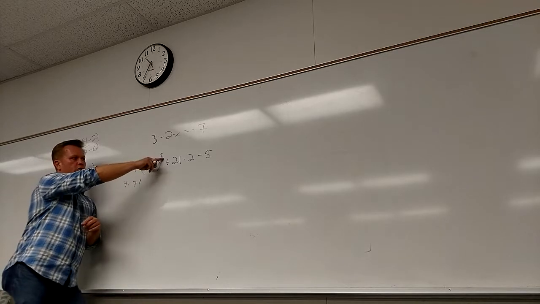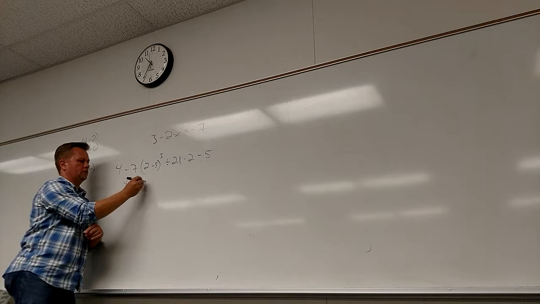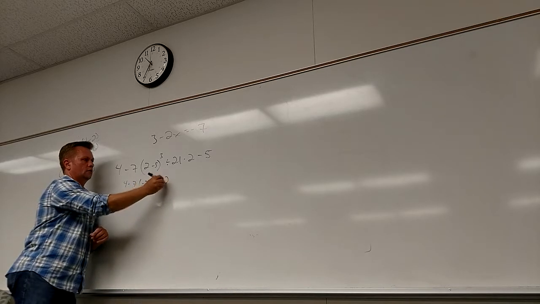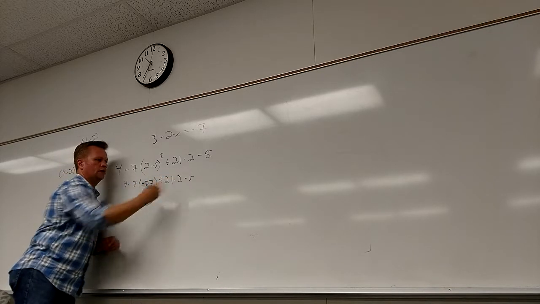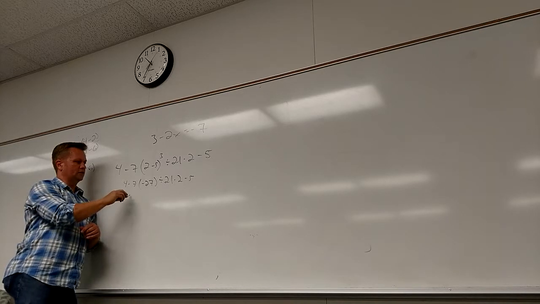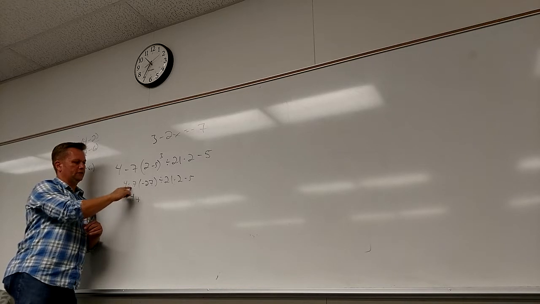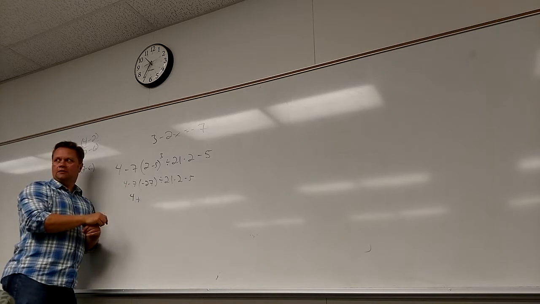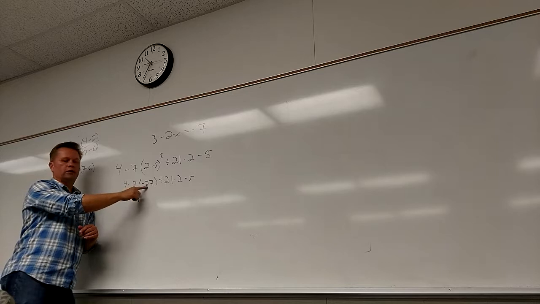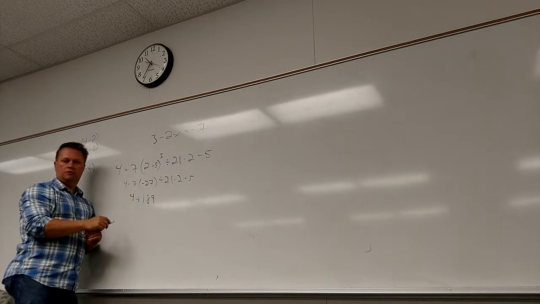Negative 3 cubed is negative 27. So then this is 4 plus 7 times 20 is 140. 7 times 7 is 49. 189.